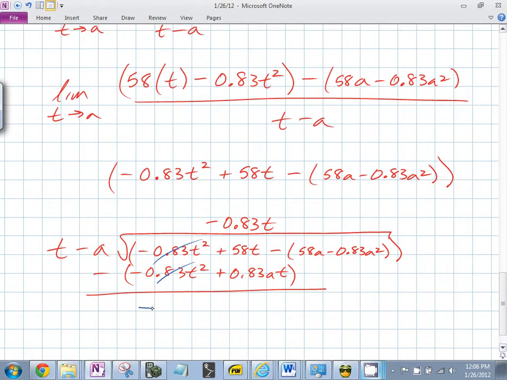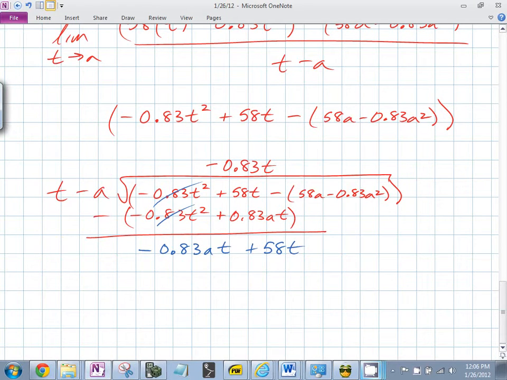You have to be really careful at this point because remember, a is just what? A is just a number. What can you factor out of both of those terms? This is t times (58 minus 0.83a), correct? The reason I'm doing that is now this is the entire term. So now you do this thing over t, and what do you put up top? 58 minus 0.83a. Does everybody see that? This is just a number, like 7. If you divide 7t by t, you end up with 7. So we're dividing that, and you end up with this.